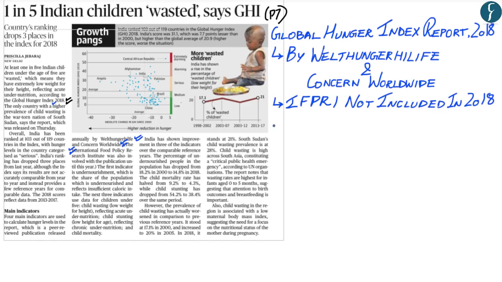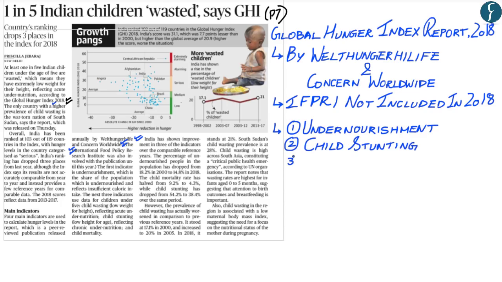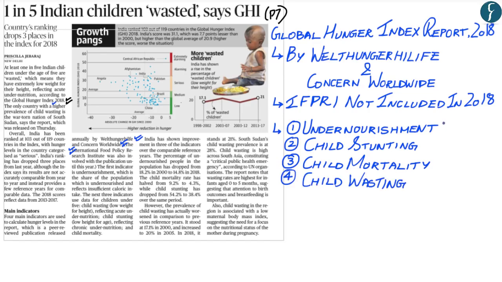Now, there are four indicators that have been used by the Global Hunger Index report of 2018, wherein the first indicator is undernourishment, the second indicator is child stunting, the third indicator is child mortality, and the fourth and the last indicator is child wasting. And these are the four main indicators that have been used by the Global Hunger Index report of 2018.